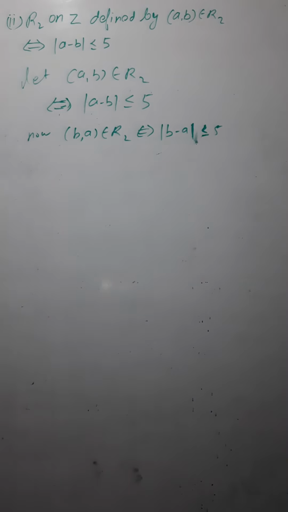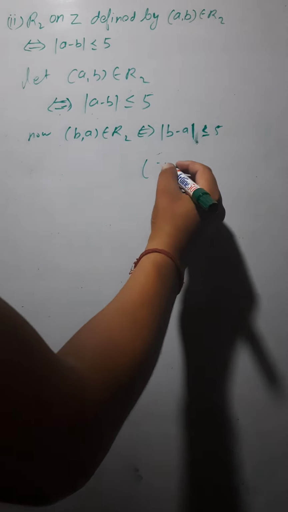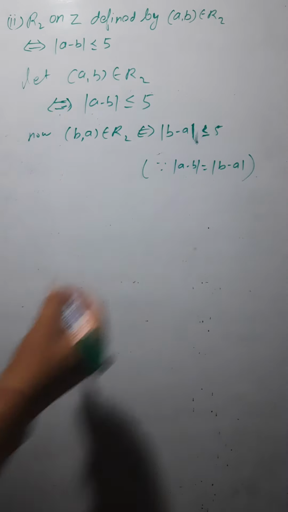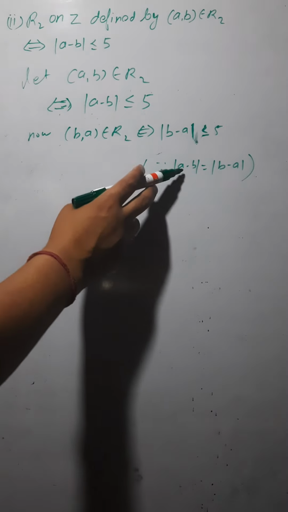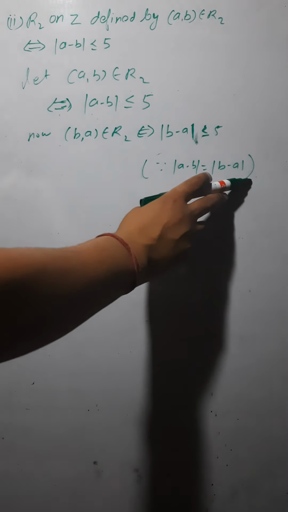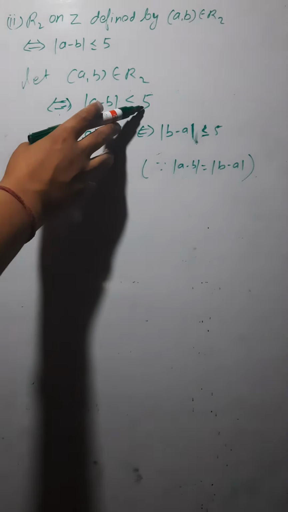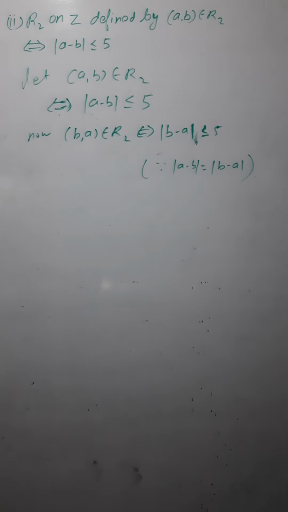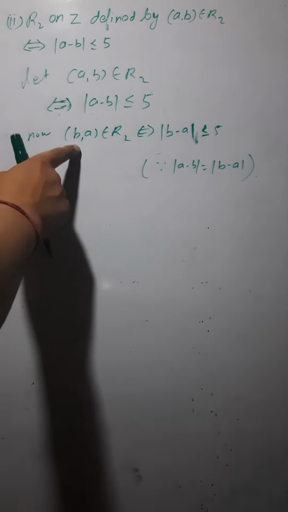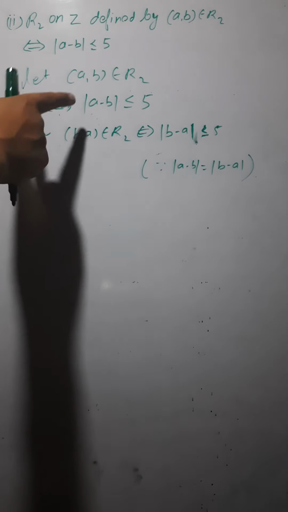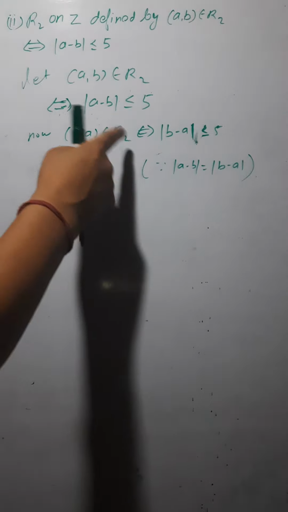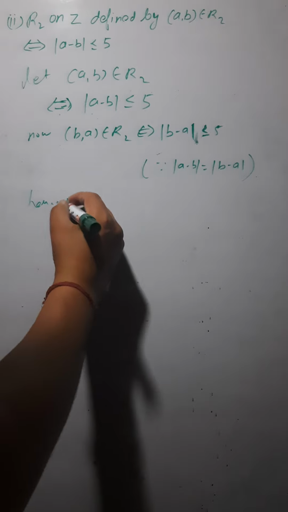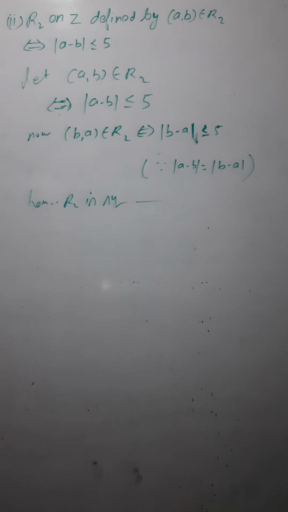But we know that the modulus of A minus B is always equal to the modulus of B minus A. So if the modulus of A minus B is less than or equal to 5, it implies the modulus of B minus A is also less than or equal to 5. Hence (B, A) is also an element of R2. So if (A, B) is in R2 and (B, A) is also in R2, then R2 is symmetric. Hence R2 is symmetric. Write it there.